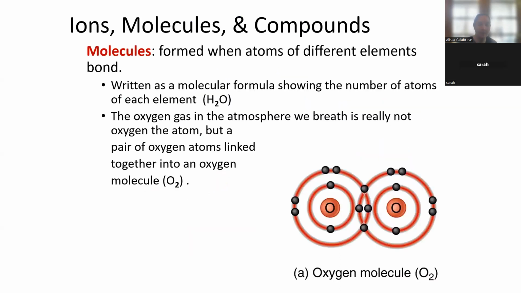So a molecule is what happens when two or more atoms come together and form a bond, right? They're hanging out really close to one another. This is a molecule of oxygen. A molecule of oxygen has two oxygen atoms, and you can see they're intertwined here, because they're sharing electrons, right? Those electrons are being shared between the two.